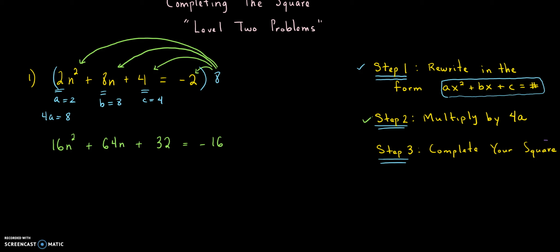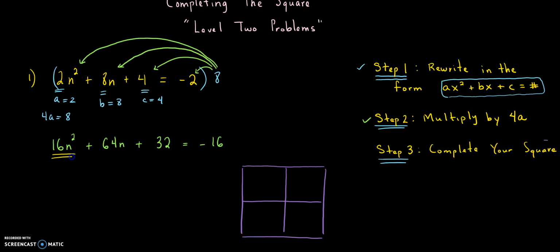Now we're on to our last and final step, and that's to complete the square. To complete the square, let's make a square. It's going to look something like this. So here's my square. Again, it might not be perfect, but that's the best that I can do. I'm going to start filling in my square. The 16n squared, I'm going to place in my first box here.